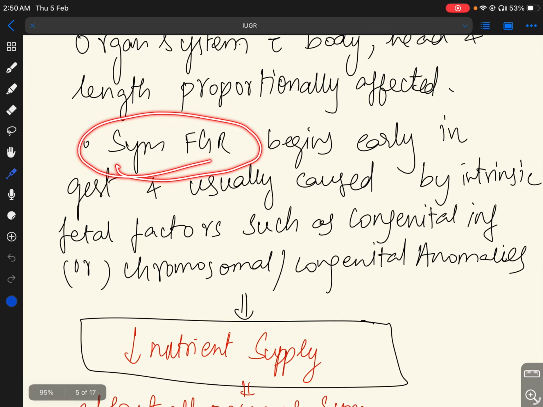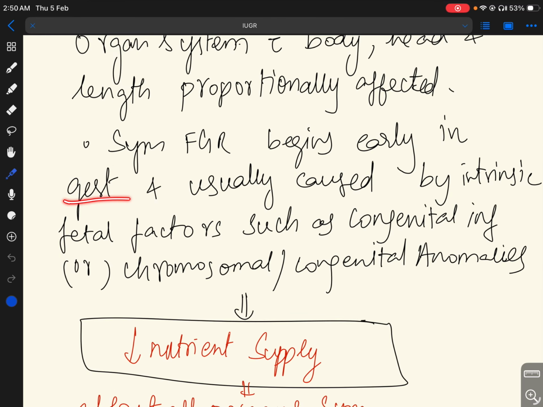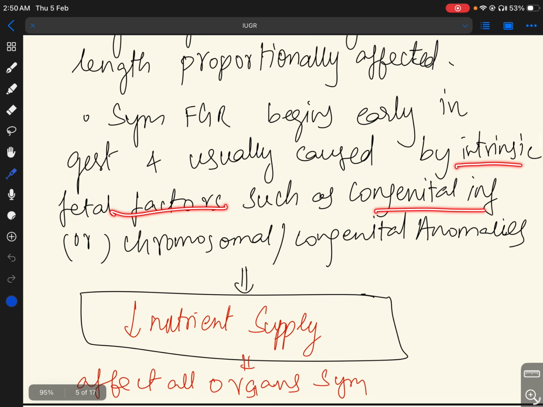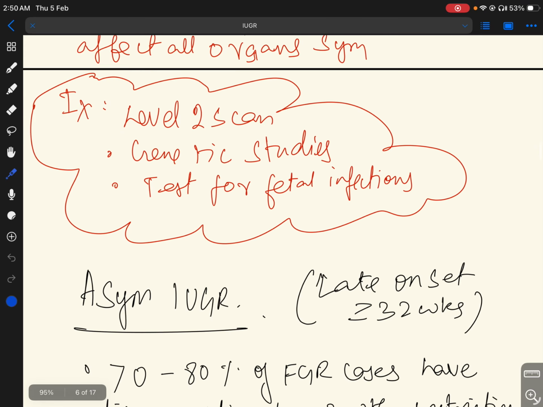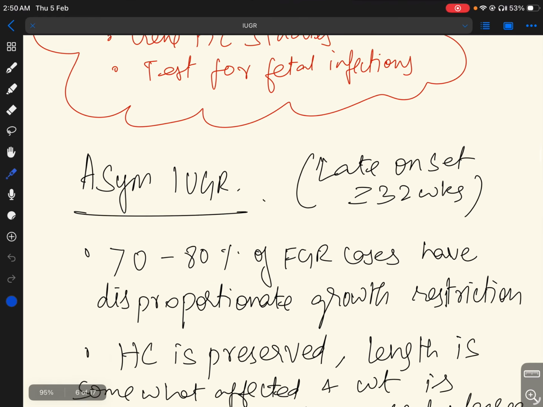Symmetrical fetal growth restriction begins early in gestation and is usually caused by intrinsic fetal factors such as congenital infection or chromosomal or congenital anomalies. What happens is decreased nutrient supply affects all organs symmetrically. What are the investigations? You have to do a level 2 scan, genetic studies, and tests for fetal infections.